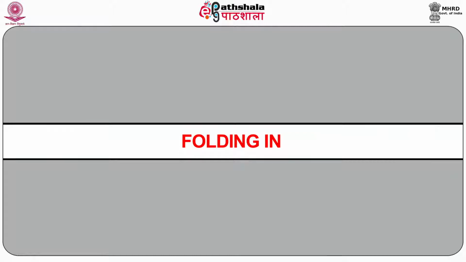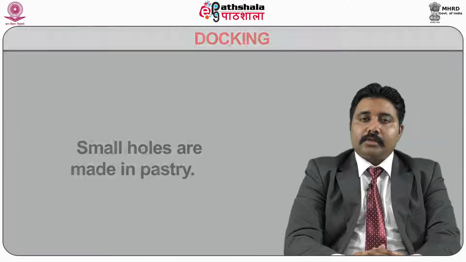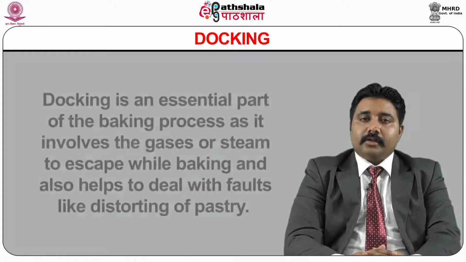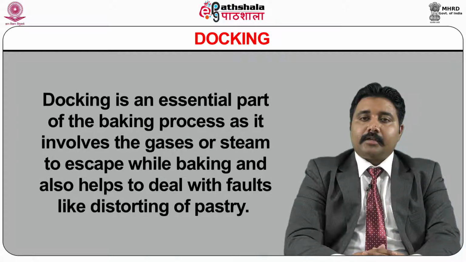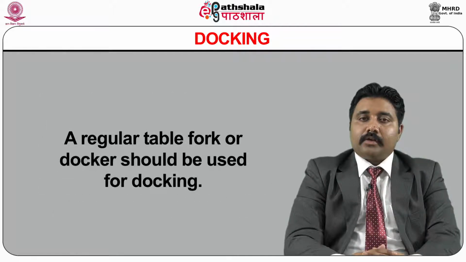Folding in. The dry ingredients are mixed with the creamed mixture with a whisk. Turn gently and add gradually. In this process, the air bubbles shouldn't be disturbed as much as possible. Docking. Small holes are made in the pastry. Docking is an essential part of the baking process as it allows the gases or steam to escape while baking and helps to deal with faults like distorting of the pastry. A regular table fork or docker should be used for docking.